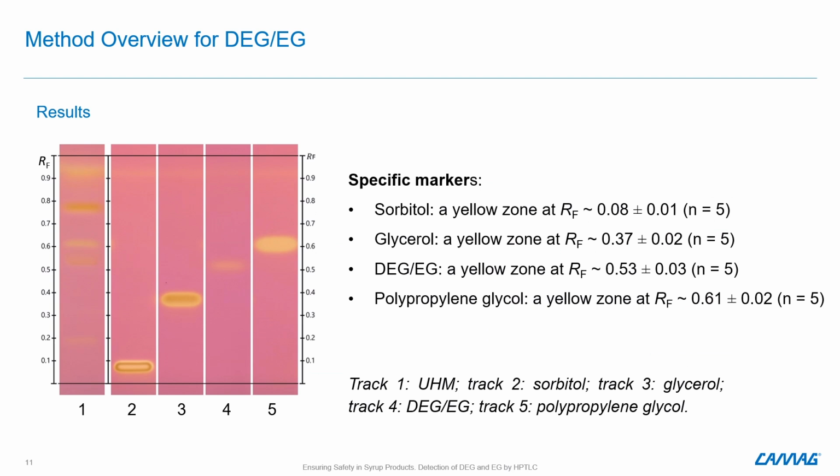The results presented here show clear separation between the standards, confirming the specificity of each marker. For example, we see sorbitol on track 2 with an RF of approximately 0.08 and glycerol on track 3 at around 0.37 and polypropylene glycol on track 5 appearing at about 0.61. Our key target, DEG and EG, with a concentration at the set limit of 0.1% are clearly visible on track 4 with an RF value close to 0.53.